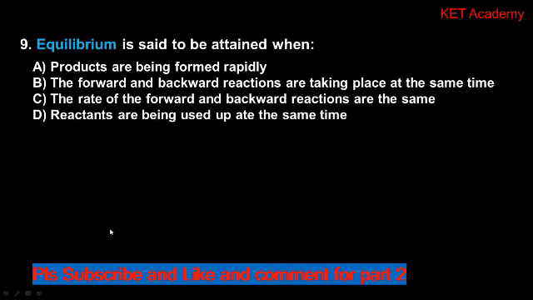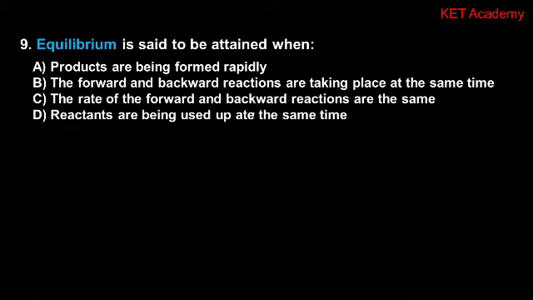Equilibrium is said to be attained when... Now the first answer: when products are being formed rapidly, the forward and the backward reactions are taking place at the same time, when the rate of the forward reaction and the backward reaction are the same, when the reactants are being used up at the same time. So there's a slight mistake here. I should use "at the same time" here.